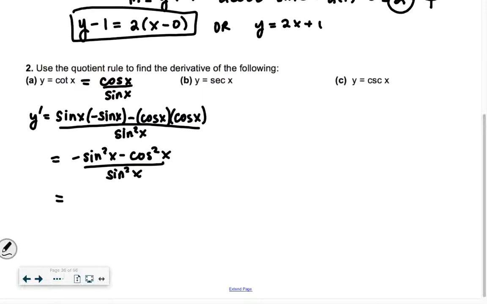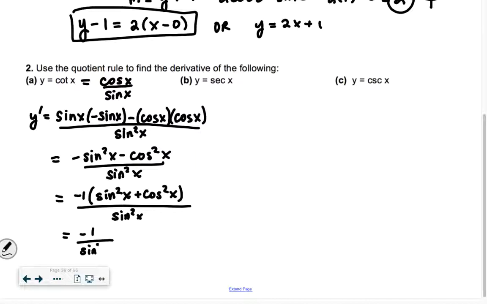Sine squared of x. Do you guys see this combines? If I pulled out a negative 1, maybe I should show that step. If I pull out a negative 1, what do I have? That Pythagorean identity, right? Sine squared plus cosine squared all over sine squared. So I get negative 1 over sine squared, which ends up being negative cosecant squared x.